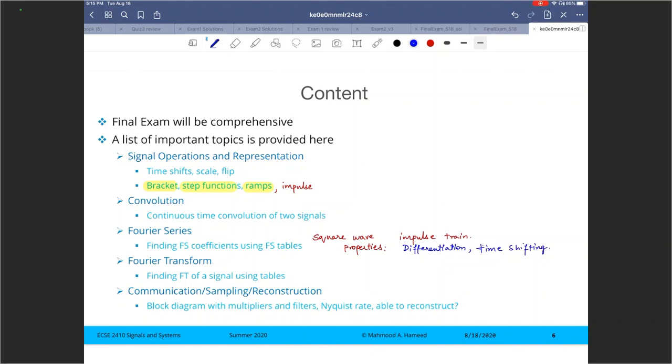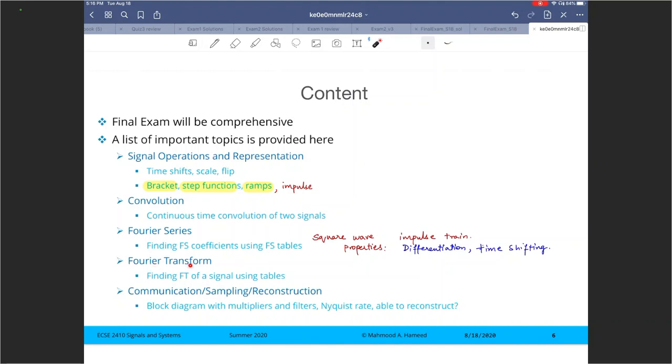So can you use the Fourier series tables and the standard results for Fourier series coefficients of square wave and impulse train, and be able to find the Fourier series coefficients of a given periodic waveform? So that's the next important topic.